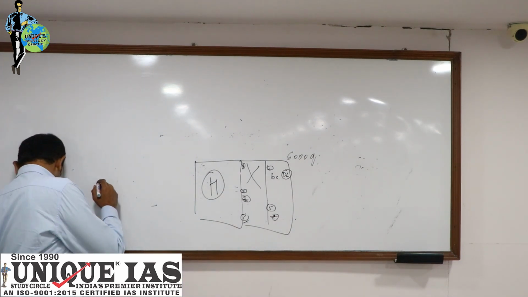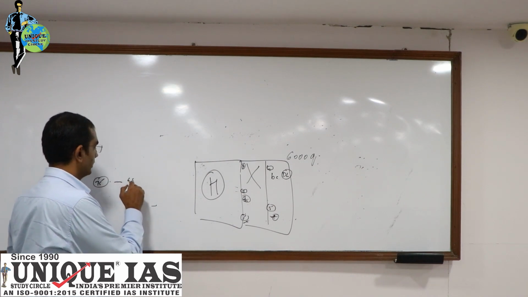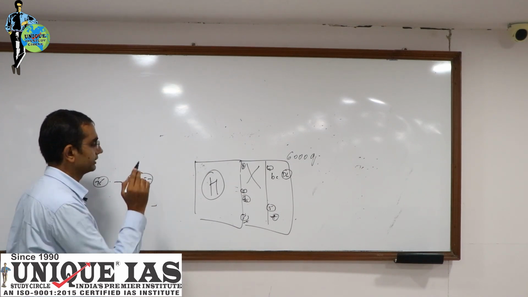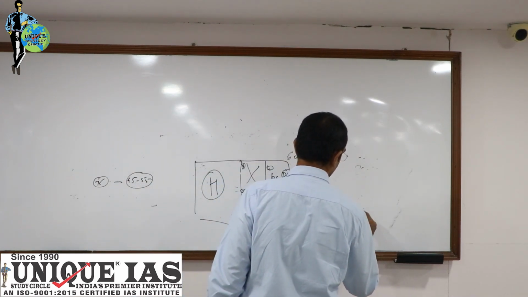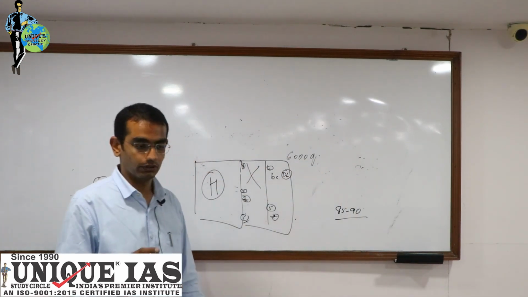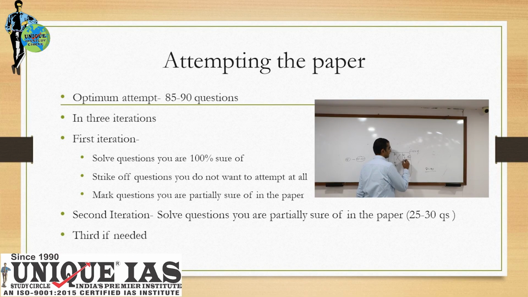The first iteration has to be completed by 75 minutes. And in that, 45 to 55 questions have to be attempted with 100% surety. But like I mentioned, you have to go to 85 to 90 questions for an optimum attempt. Okay, so how do you get from here to here? In the second iteration, you attempt these questions.